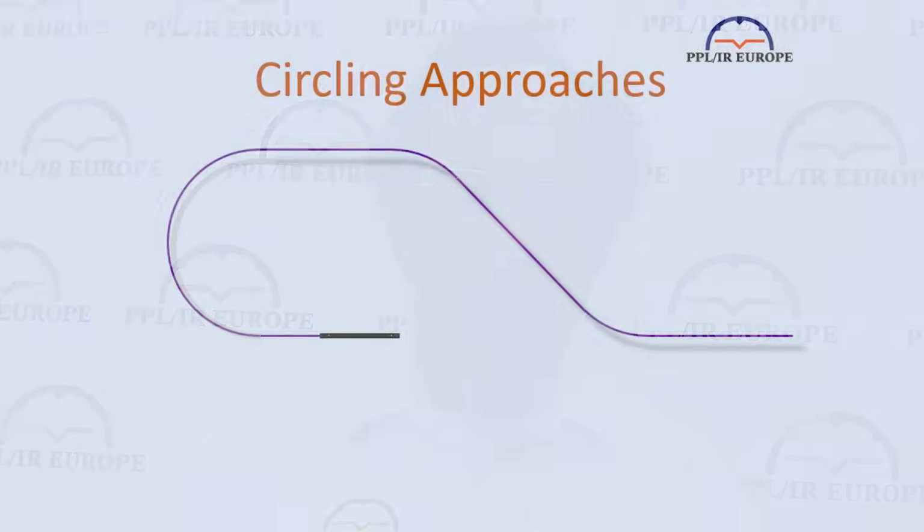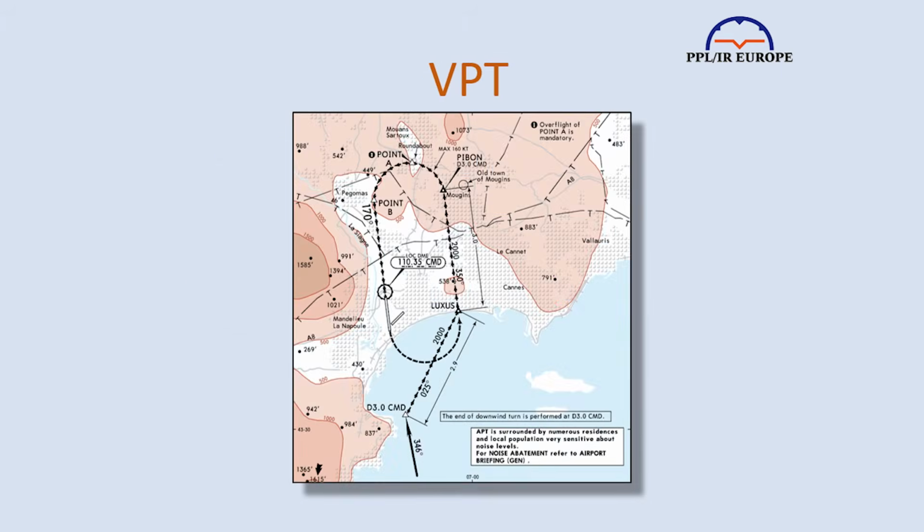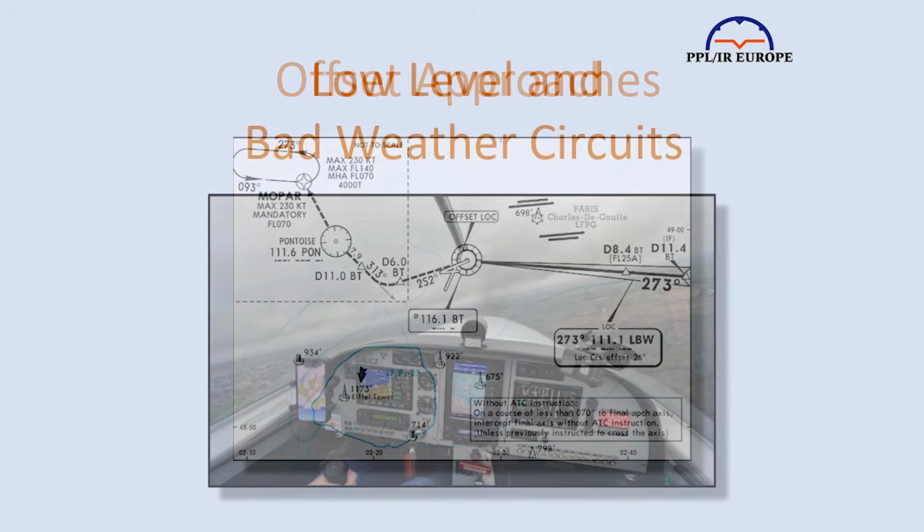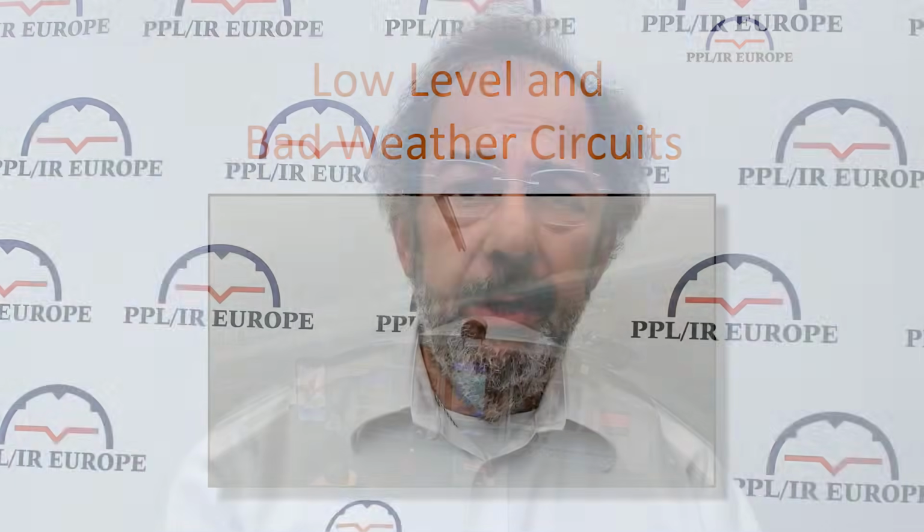Hi, this is a video about circling approaches, that is, instrument approaches reverting to using visual reference so as to make a landing on a different runway, visual circuits with prescribed tracks, VPTs, offset approaches, low-level and bad weather circuits. These are all rather similar and confusable procedures, but they're also very distinct, as I'll be describing.